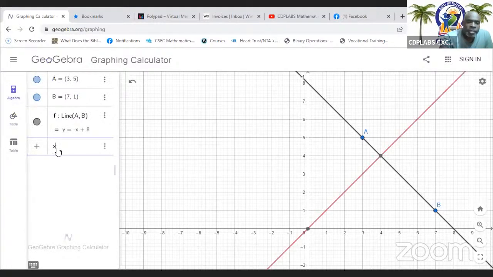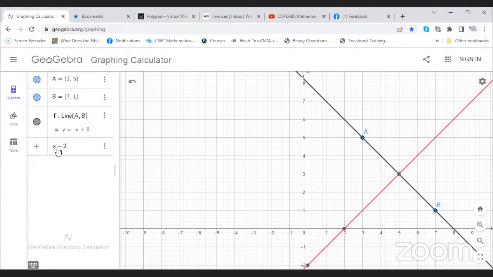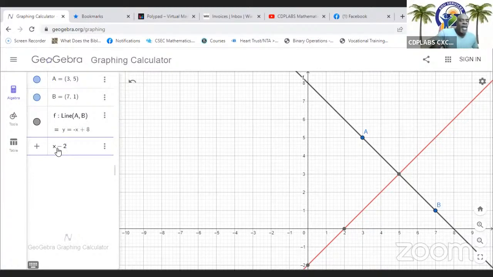So x minus 2. Abracadabra. You see now? Abracadabra. So see there? 5, 3, and -2. So the line just runs through. So we found it. Now, but this was AB. And we find what? The line. So the equation of the line is x minus 2.